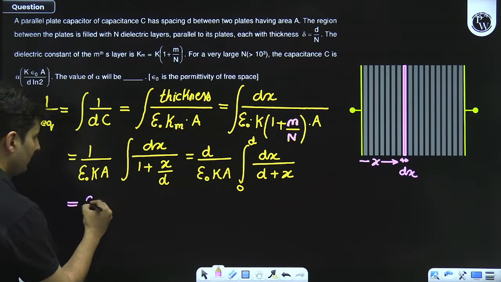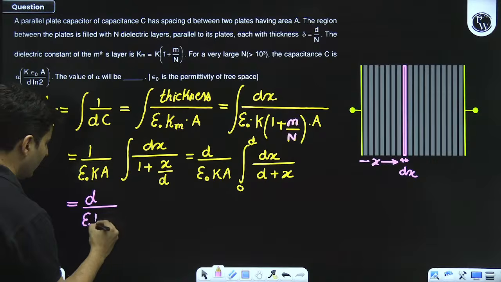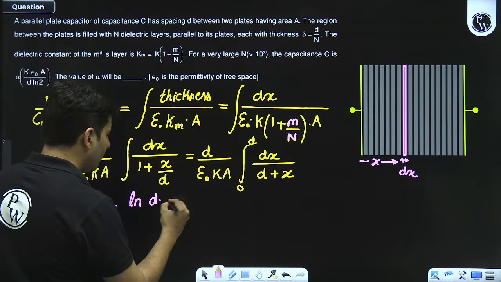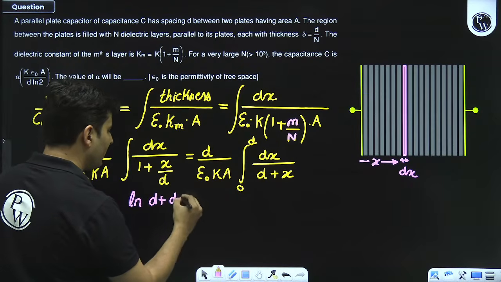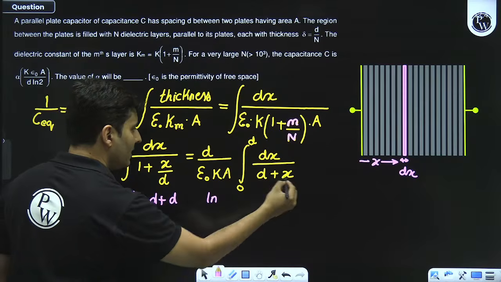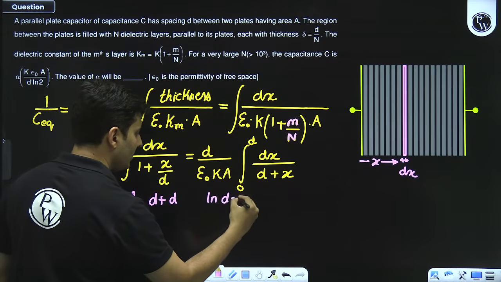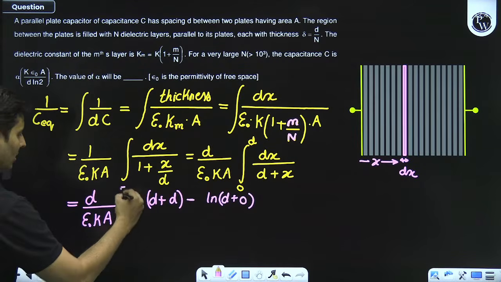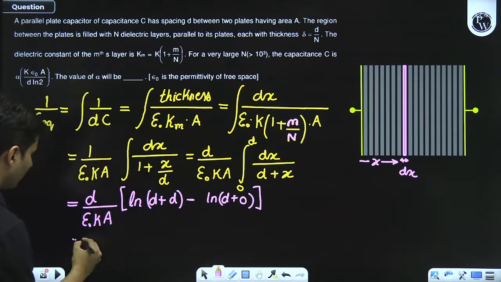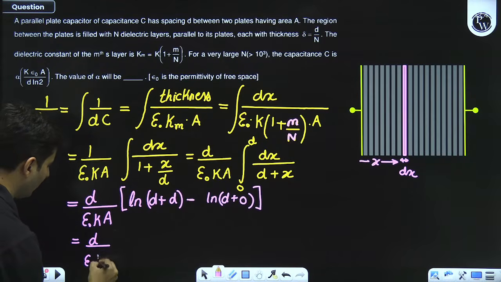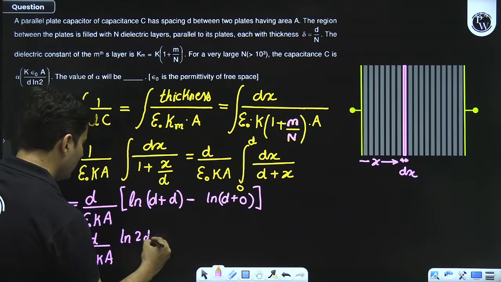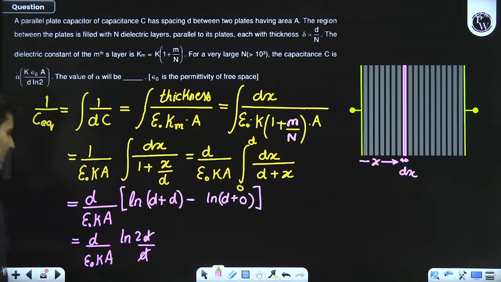This will just become d divided by epsilon naught Ka, times log of d plus x. For x I will put d, then log of d plus x with x as 0, so d plus 0, and then I have to subtract the two. Is that right? That's what the integration with limits will look like. So this will become d by epsilon naught Ka, times log of 2d minus log of d, so ln of 2d divided by d. The d's will cancel, which is ln 2. So this is nothing but 1 by c equivalent.